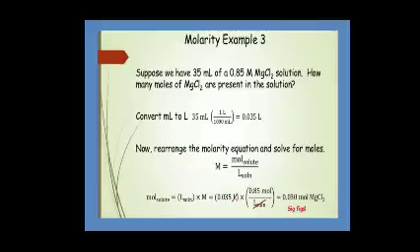Suppose we have 35 ml of 0.85 M (capital M, molarity) magnesium chloride solution. How many moles of magnesium chloride are present in the solution? Molarity is 0.85 M. Volume of solution is 35 ml. Calculate the number of moles, small n. How much?